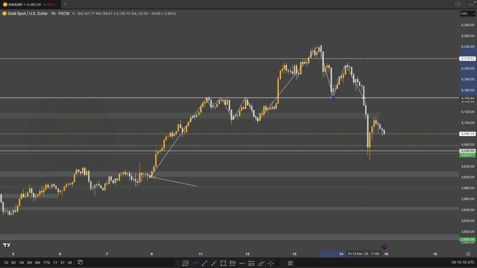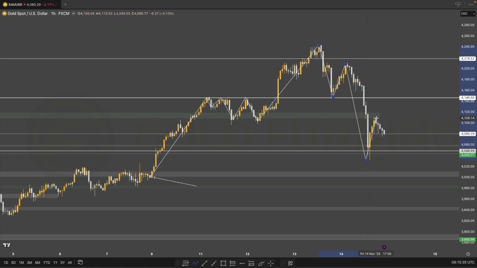This isn't just gold's price action. You're never going to see enormous bullish or bearish moves like this unless there's some sort of economic or political influence within the markets. So you can see that we saw that enormous bearish drop. Price dropped all the way down to this low here at 4,032.